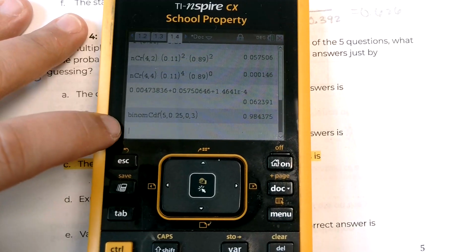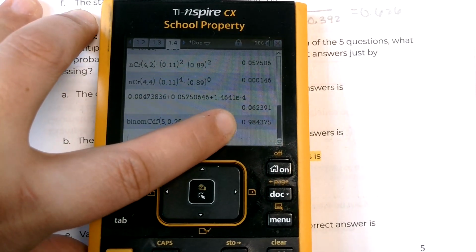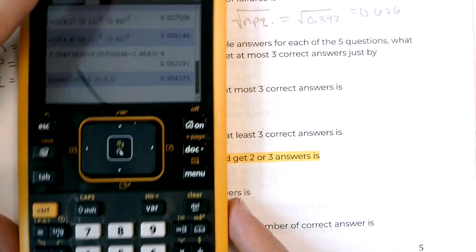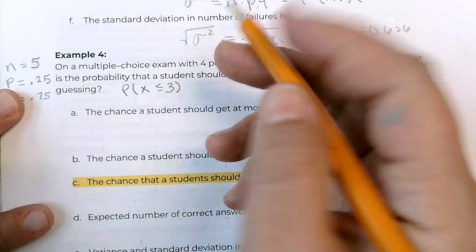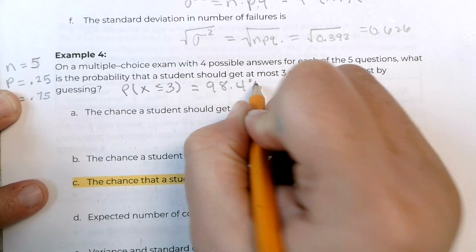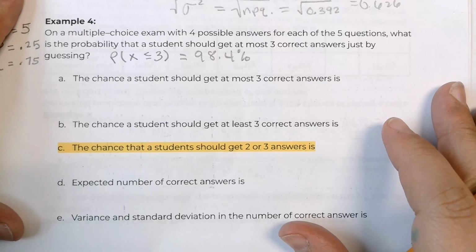Binomial CDF is 98%. So 0.984375 is 98.4%. That at most 3 by just guessing are correct.